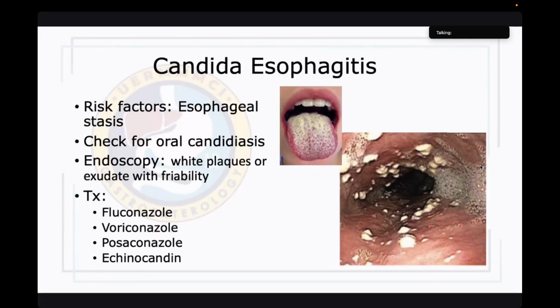So the treatment of choice is oral fluconazole that is given for 14 to 21 days. And patients who are refractory to fluconazole may respond to other antifungals such as voriconazole or posaconazole. If there is poor response to these medications, or for patients who cannot swallow medications, they can be treated with intravenous echinocandin.